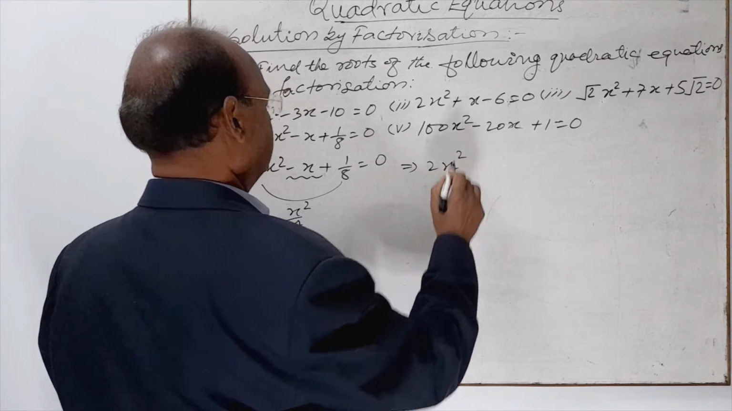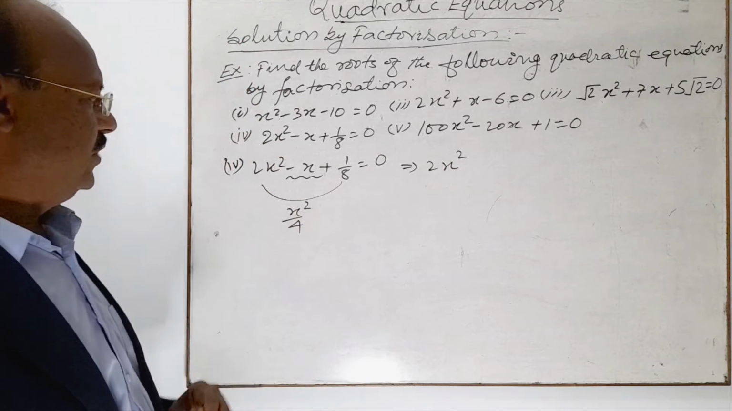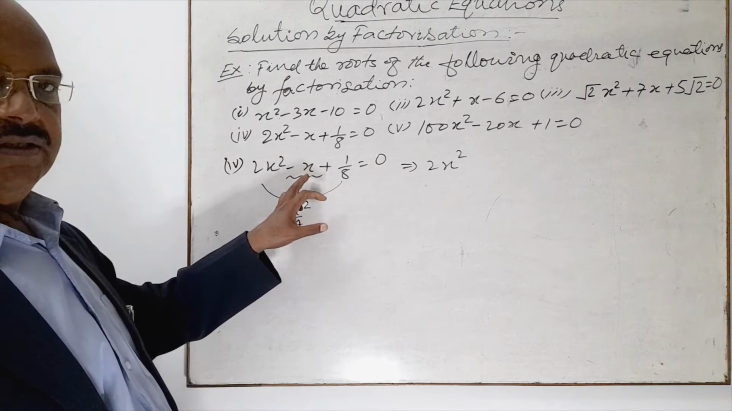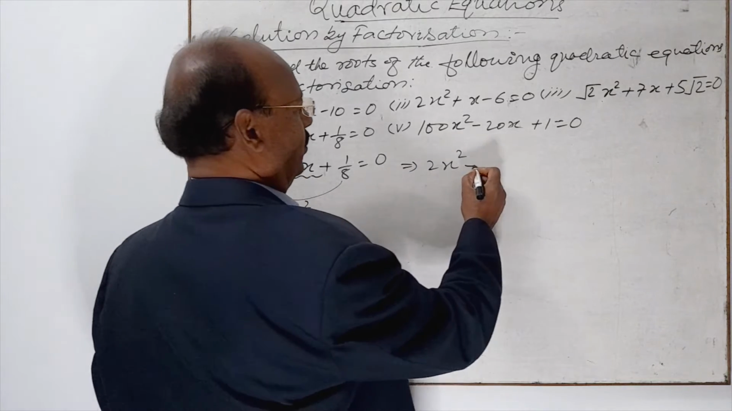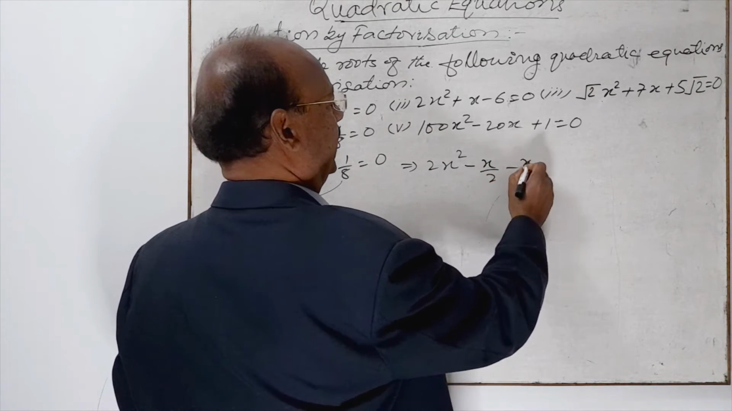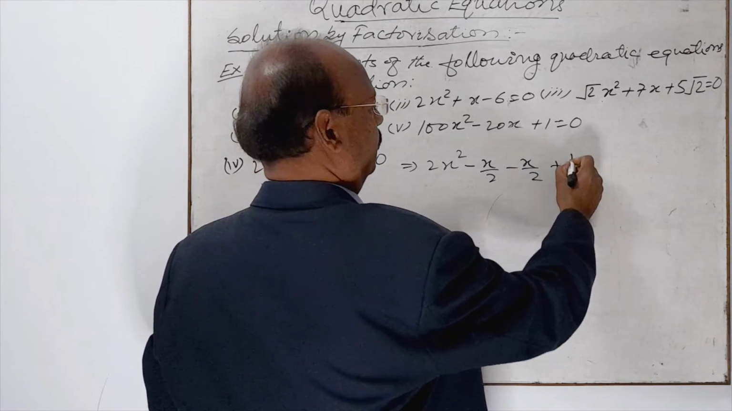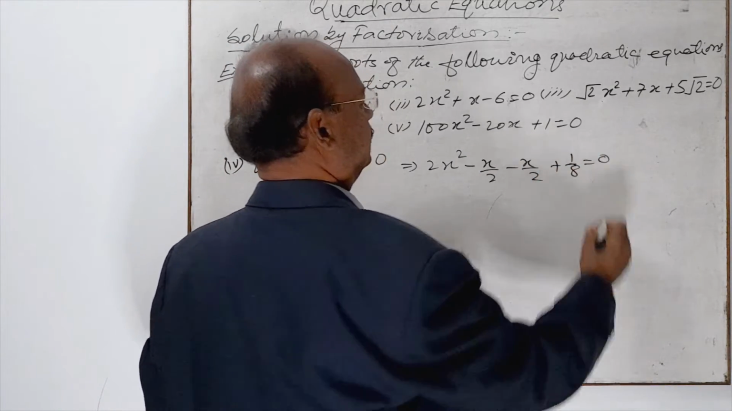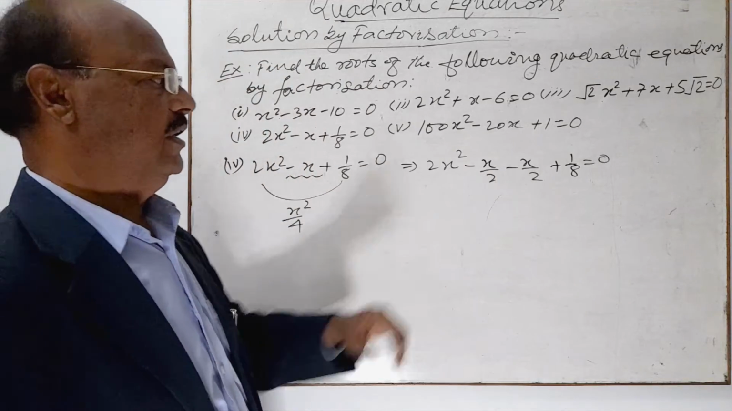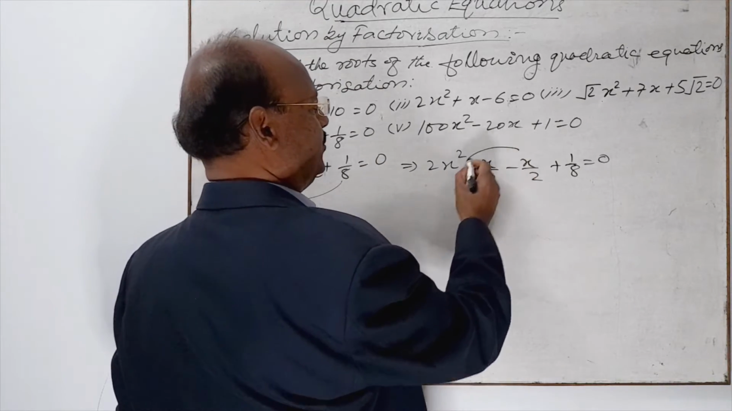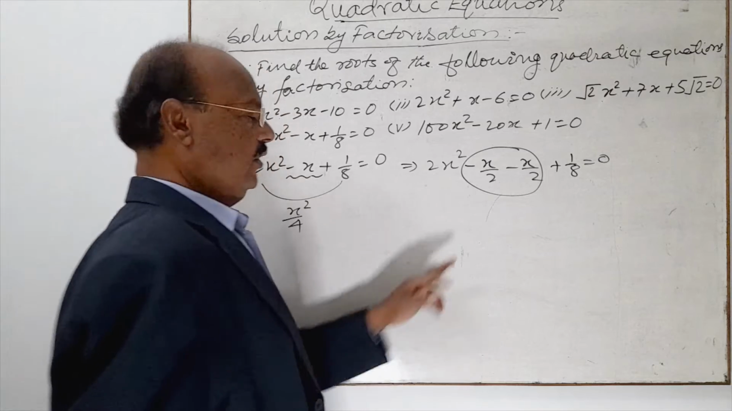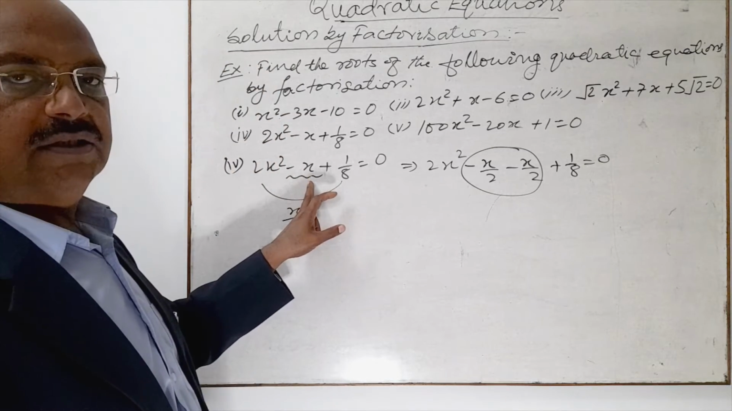This first term is 2x square, and this minus x we would like to write as minus x by 2 minus x by 2. And the last term is 1 by 8, equal to 0. So let us check here. This minus x by 2 minus x by 2 is equal to minus x.